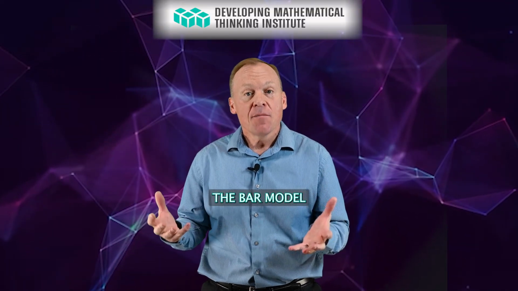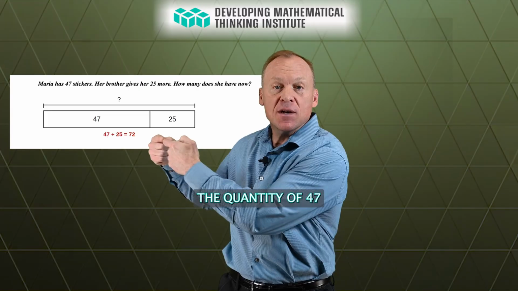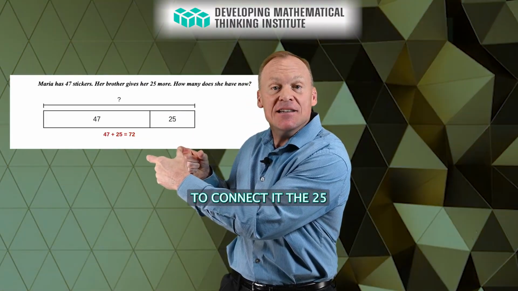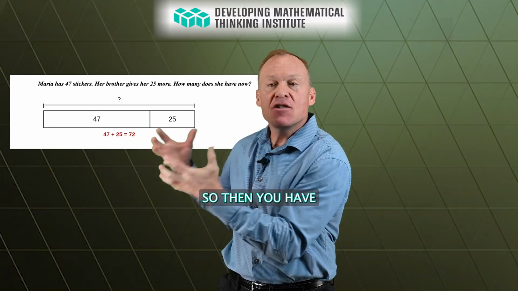We're going to introduce the bar model, the rectangle, and it's very specific on how we're using the rectangle. We want to have it be proportional, and there's certain ways of connecting it where we're creating area at the same time. Those are critical. And we'll have some examples that you can see in our teacher document at the end. So the first one, here's the bar model. We have the quantity of 47 that we're focusing on, and then in addition to it, we're adding on, so we're going to connect it, the 25, because she's getting more stickers, and then on top, we're going to show that's where the question mark is, the entire total. So then you have the structure of, yep, you add these 2, you put them together.